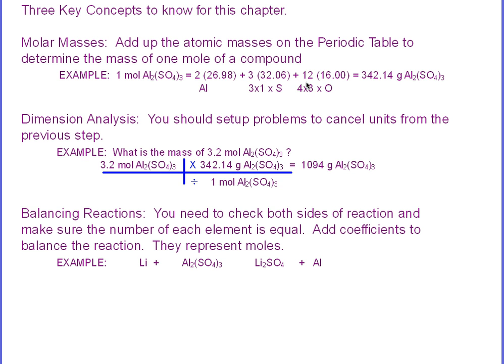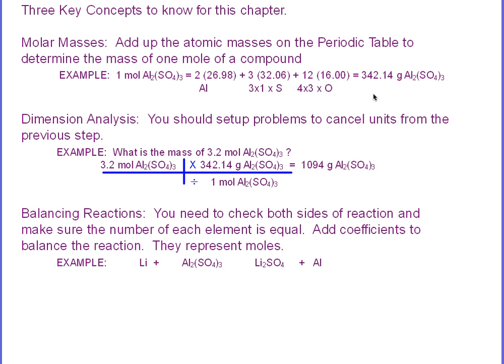And then for the oxygen, oxygen has a mass of 16 on the periodic table. We have a 3 on the outside times the 4 on the inside. So there's actually 12 oxygens. So we grab our calculator, we have 2 times 26.98 plus the 3 sulfurs plus all 12 oxygens gives us a total mass of 342.14 grams for aluminum sulfate.